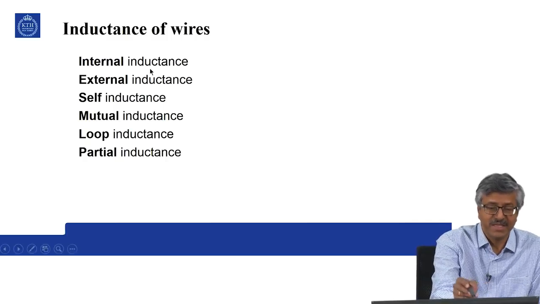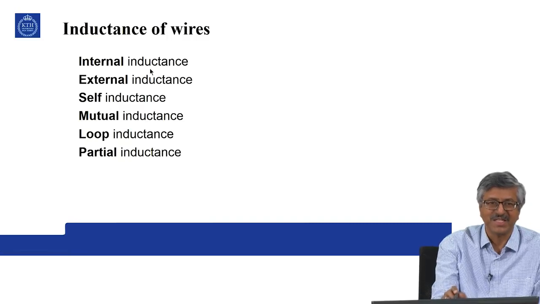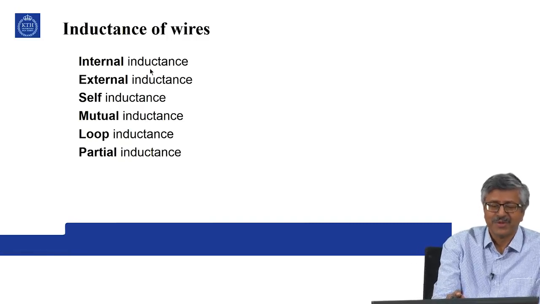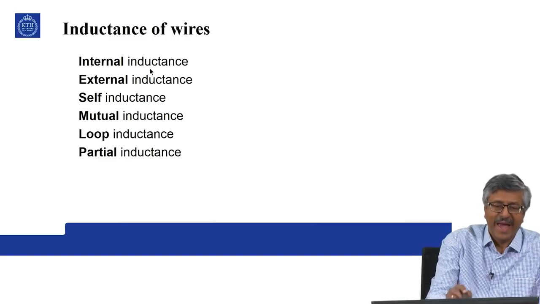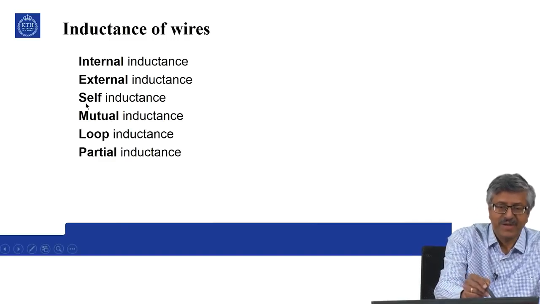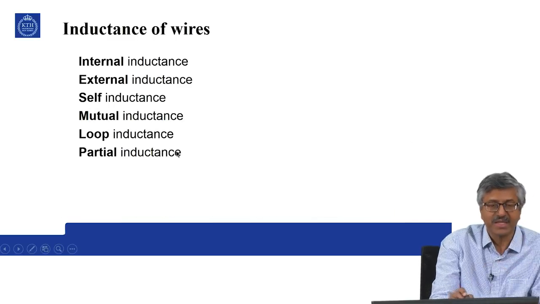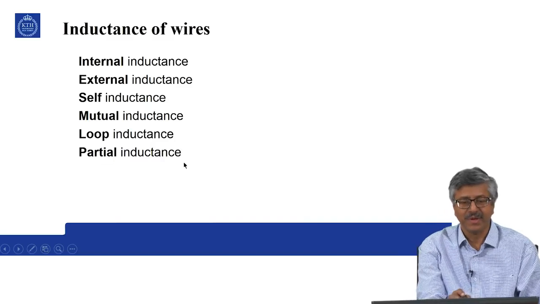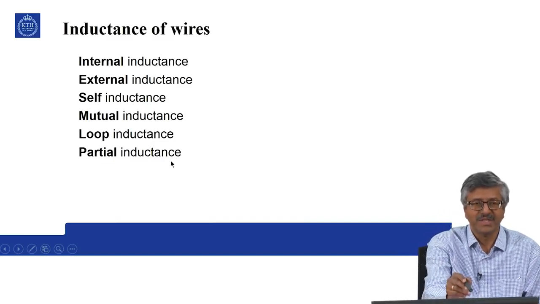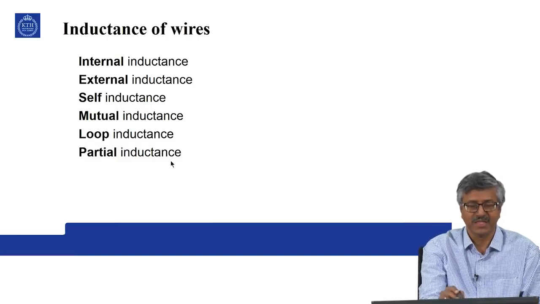If you look at the literature, the inductance concept is more confusing than resistance or even capacitance, because often inductance is in association with the return circuit, and often that is not very clear. For example, you have terms like internal inductance, external inductance, self inductance, mutual inductance, loop inductance, partial inductance. So, there are several terms like this. What are the differences between these various types of inductance? So, in the next few slides we will devote time for this.